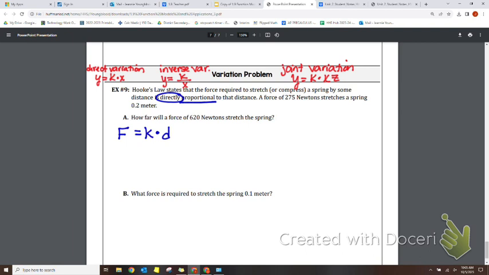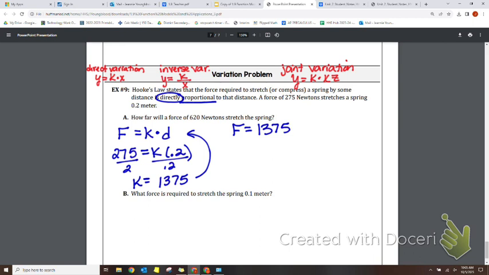Now the next sentence is going to give me everything except k, everything but that constant of proportionality, so that I can solve for k. It says a force of 275 newtons stretches a spring 0.2 of a meter. So we know that the force is 275, equals k times the distance, which is 0.2. So we're going to solve for k. And so we get k is equal to 275 divided by 0.2, which is 1,375. And so we can plug that back into the equation. Our equation is F is equal to 1,375 times D.